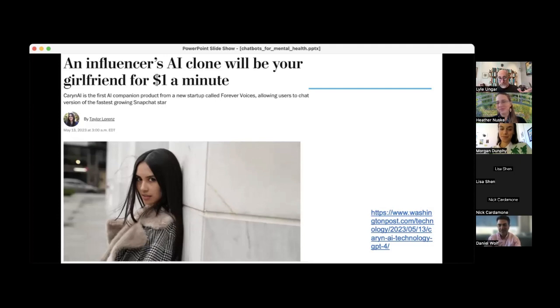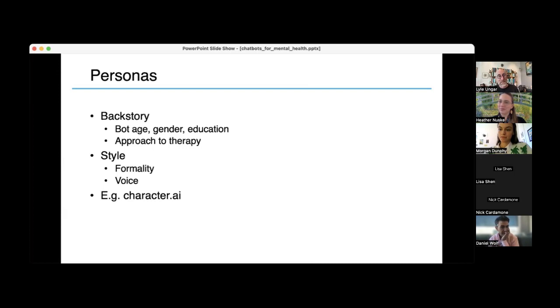So you can build cloned systems that imitate styles. I'm building these for teachers and for friend bots. Sometimes a student wants to talk to another student. Sometimes a student wants to talk to a teacher. They have different personalities. I'm giving them backstories. How old, male or female? What's their approach to therapy? How formal? What's the voice in terms of formality and enthusiasm?